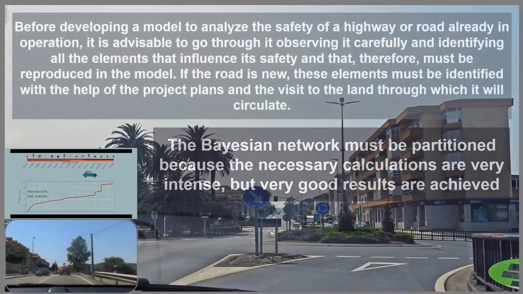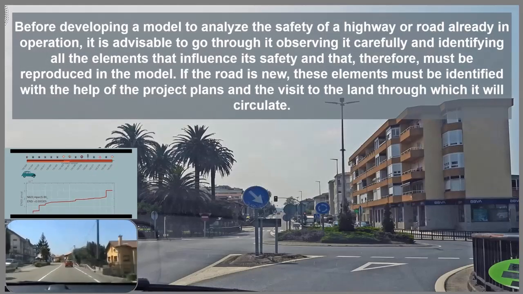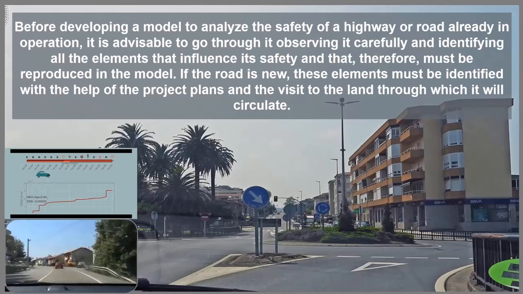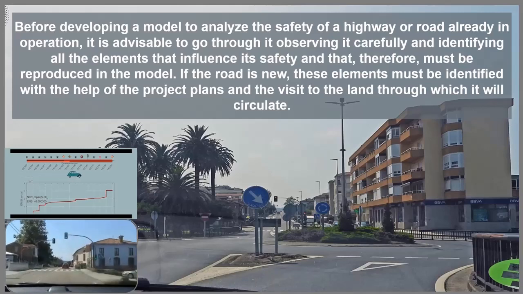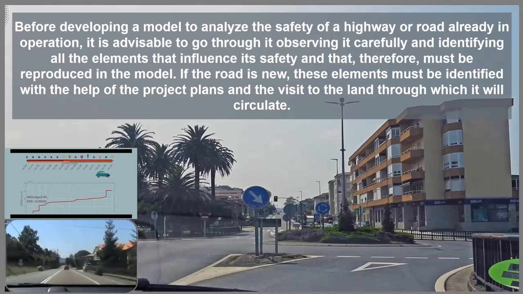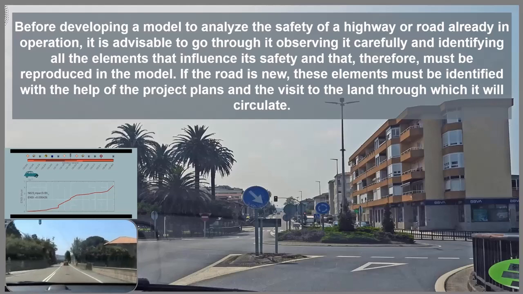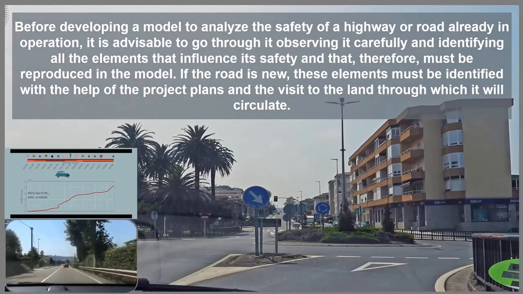How to do it will be explained later. Before developing a model to analyze the safety of a highway or road already in operation, it is advisable to go through it, observing it carefully and identifying all the elements that influence its safety and that, therefore, must be reproduced in the model. If the road is new, these elements must be identified with the help of the project plans and the visit to the land through which it will circulate.